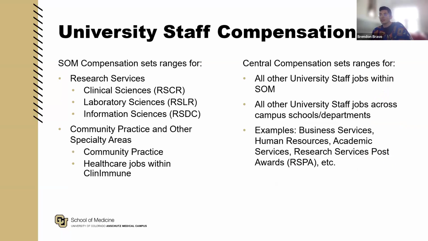And then just some more notes on staff compensation. SOM compensation sets ranges for research services roles, specifically those in clinical sciences, lab sciences, and information sciences. And then we also set the ranges for community practice and the healthcare roles within clinical immunology. And then central compensation sets ranges for all other university staff jobs within the School of Medicine, as well as all other university staff jobs across the campus schools and departments. So that'll be your business services, HR, academic services roles.